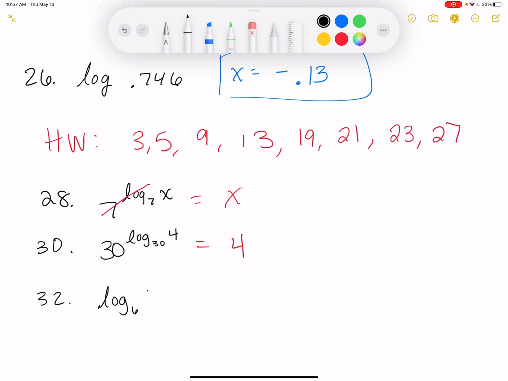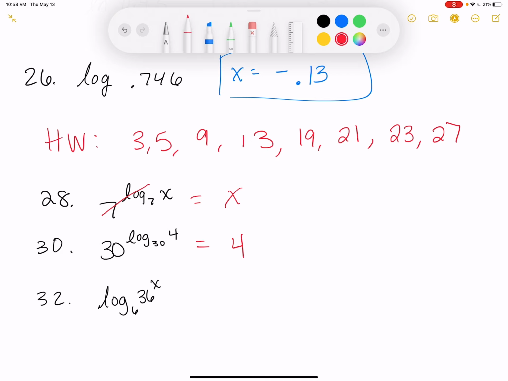Log base 6 of 36 to the x. Okay, so this one is the same thing, okay? It's just reversed. So the other one is an exponent that has a log as your exponent. This one is a log with an exponent in the log.